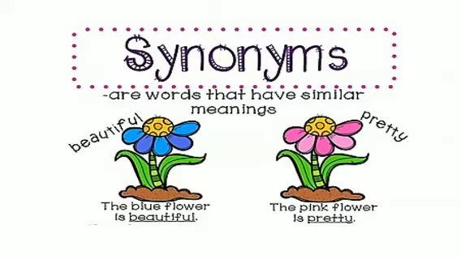But what do these words have in common? Synonyms are words that have similar meanings. What does that mean? Instead of saying the blue flower is beautiful, we can also say the blue flower is pretty. Or we can move to the pink flower. We can say that it is pretty, or also that it's beautiful. So they mean exactly the same, okay? Different words but the same meaning. So let's continue.